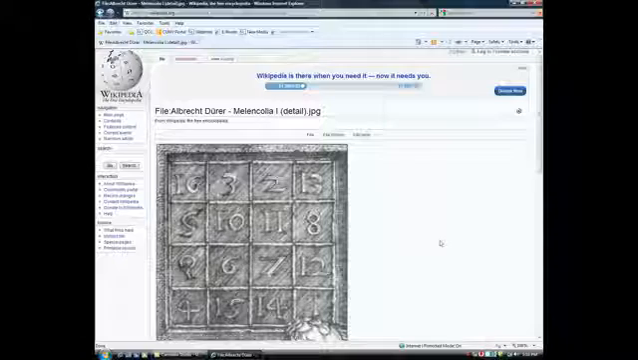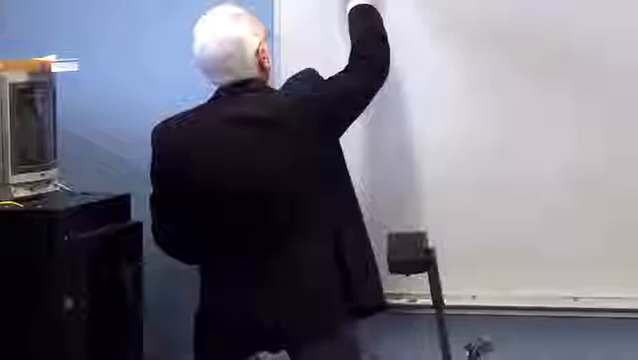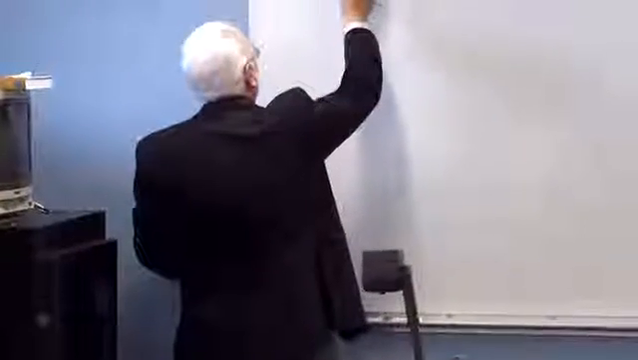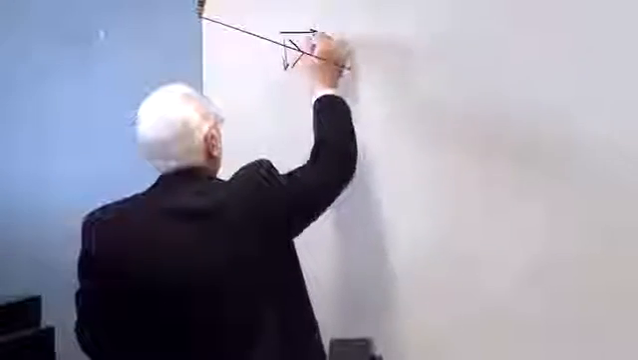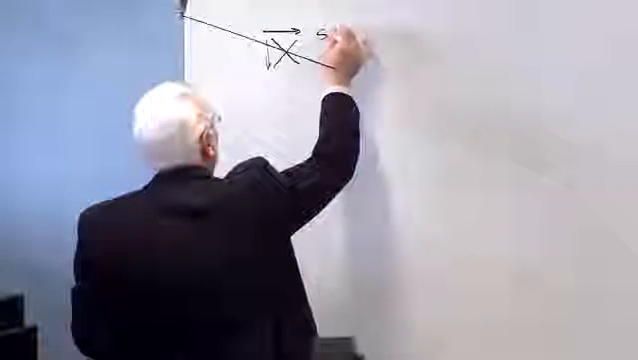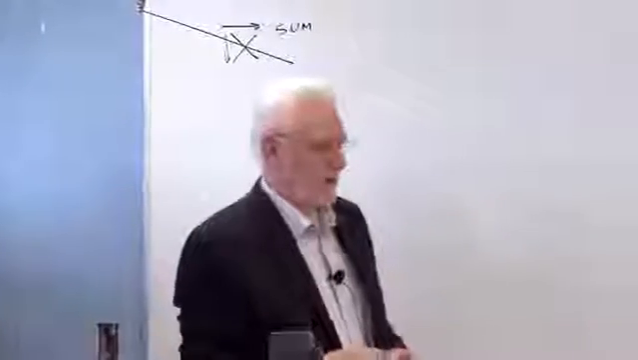Let's see if I can find it. This is a magic square. It's a 4x4 magic square. You see it has 4 rows and 4 columns. And let me explain to you what a magic square is. A magic square is an arrangement of numbers so that each row, each column, and each main diagonal has the same sum. When all the numbers are added, it has the same sum. Okay?